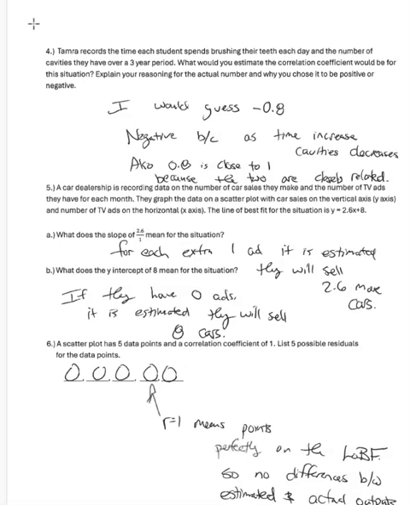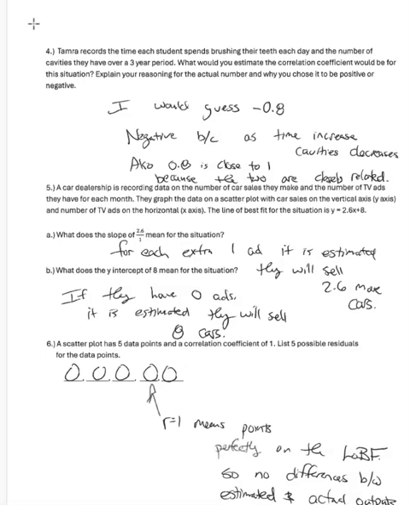Next one, Tamara records the time each student spends brushing their teeth each day and the number of cavities they have over a 3-year period. What would you estimate the correlation coefficient to be for the situation? Explain your reasoning for the actual number and why you chose it to be positive or negative. I picked negative 0.8 and negative because as the time increases that you're brushing, the number of cavities is probably going to decrease. And I said 0.8 because there's probably a pretty close connection, a good relationship between brushing your teeth and the number of cavities you have.